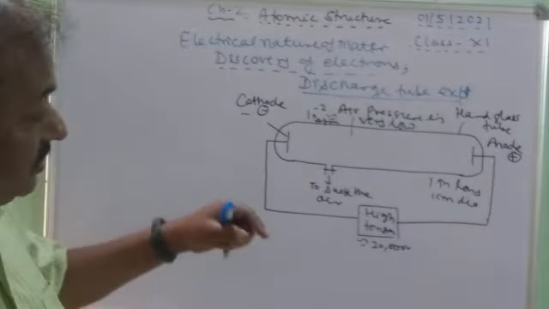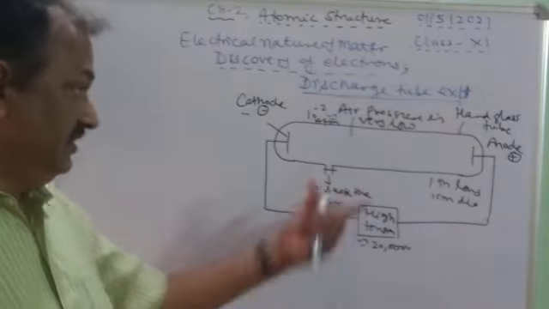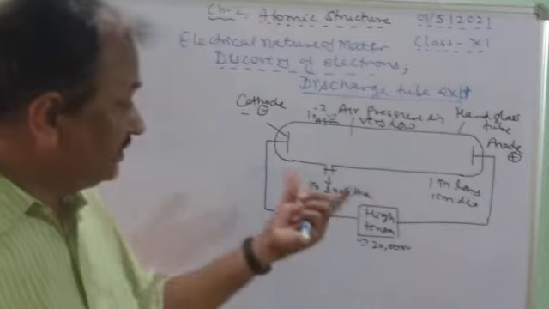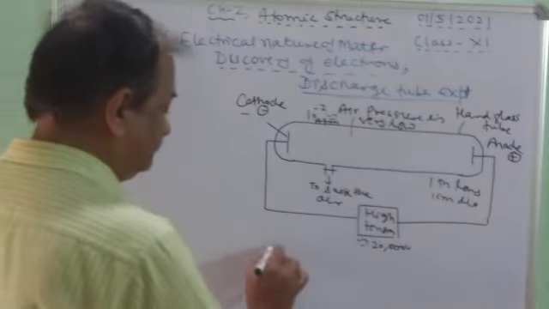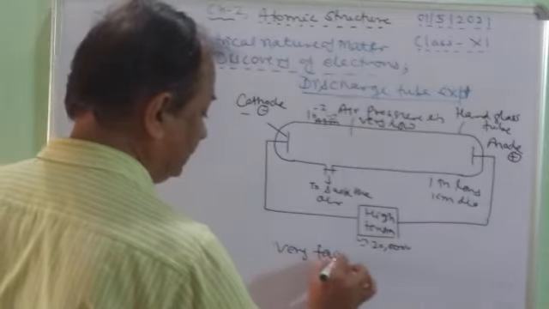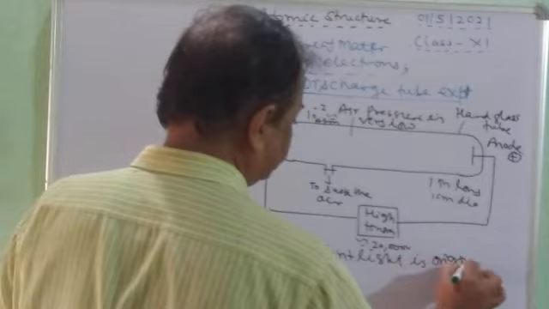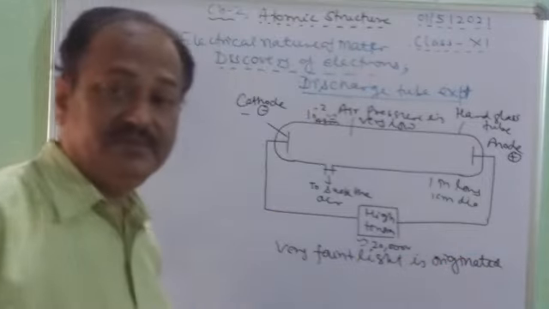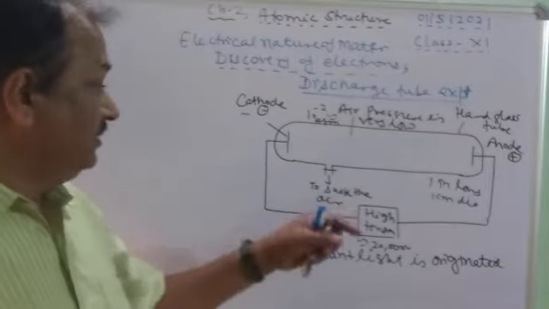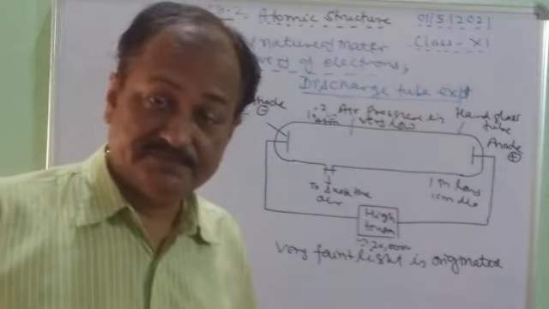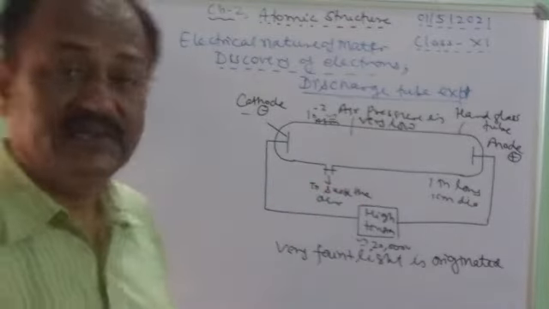And so, children, when the current is passed through this discharge tube, a very faint light originates. A very faint light beam is emitted, and this light beam has certain properties.